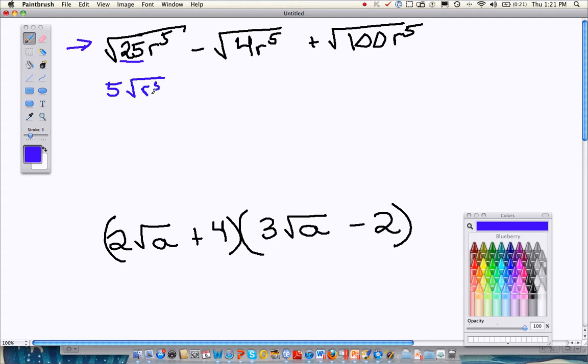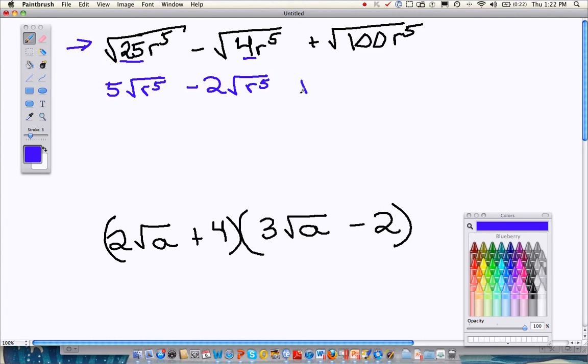We'll actually deal with the r to the fifth in just a moment when we're done doing our adding and subtracting. You could deal with it first, but I prefer to get the adding and subtracting out first. It makes the simplification just a little bit easier. Then we'll look at our next thing, and you'll notice that this is also a perfect square. The square root of 4 is 2. And again, we'll leave the r to the fifth underneath.